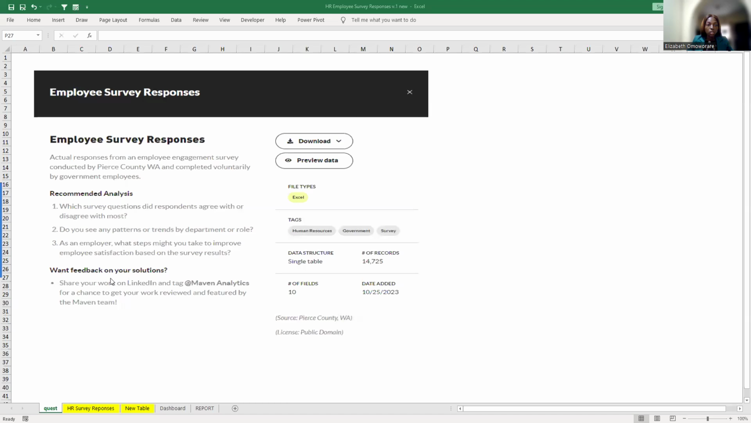I'm sharing my screen for the March Innovation Challenge. So, employee survey responses: this was the question that was given with the raw data, which is meant to be cleaned out. And the questions: which survey questions do the respondents agree with or disagree with most? Do you see any patterns or trends by department or role? As an employer, what steps might you take to improve employee satisfaction based on the survey results?